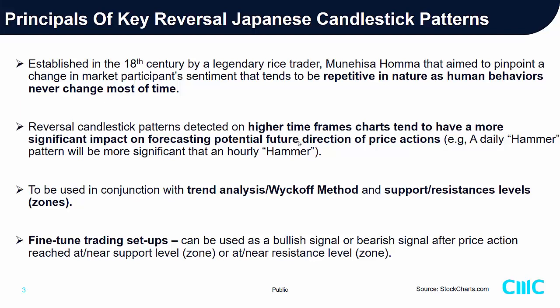All right. The next key thing about key reversal Japanese candlestick patterns is that they are based on the order of higher time frames, similar to when you're using support and resistance on higher time frame charts. The higher time frame chart will tend to have more significant impact on forecasting the potential future direction of price action. For example, a hammer, which is termed a bullish reversal candlestick pattern, if detected on a daily chart, will have more significance than an hourly hammer that only takes one hour of price action to form on the hourly chart.